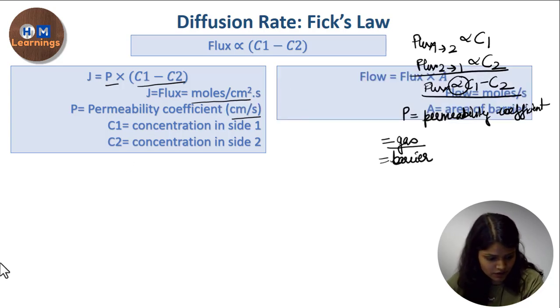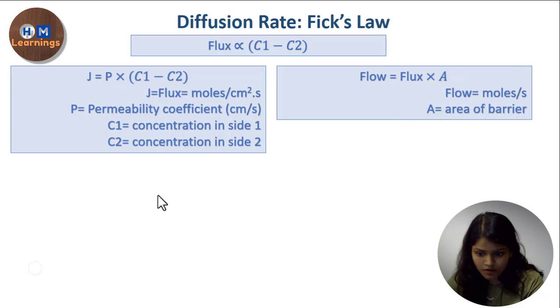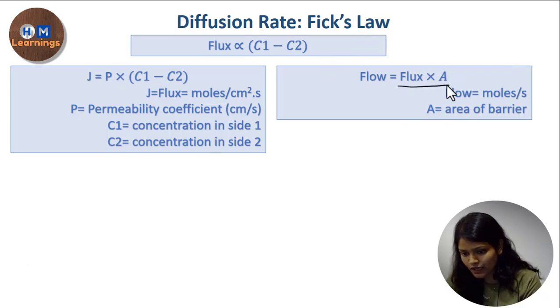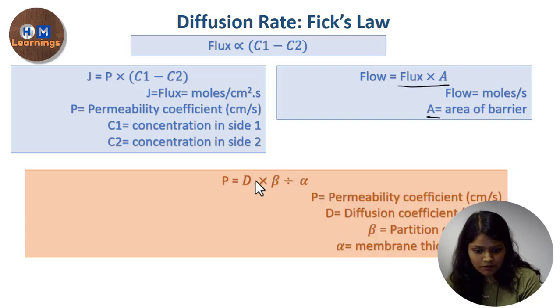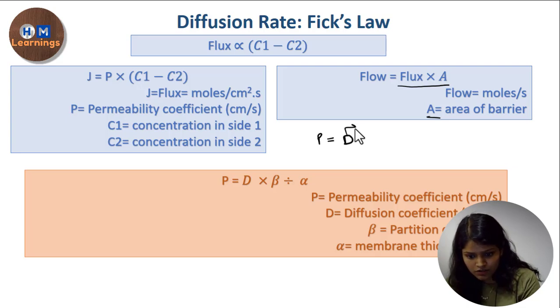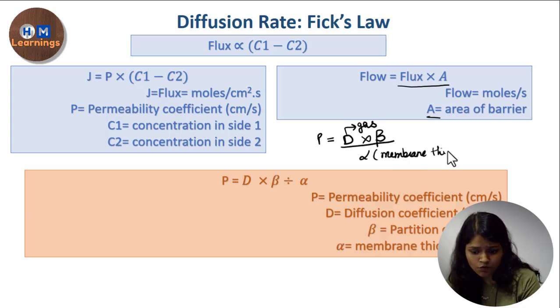Flow is defined as flux into area, and the unit is moles per second. A is the area of the barrier. Now, the permeability coefficient is defined as the diffusion coefficient, which depends upon the properties of the gas and will be discussed later, times the partition coefficient divided by the membrane thickness. Membrane thickness is basically how thick your barrier is.